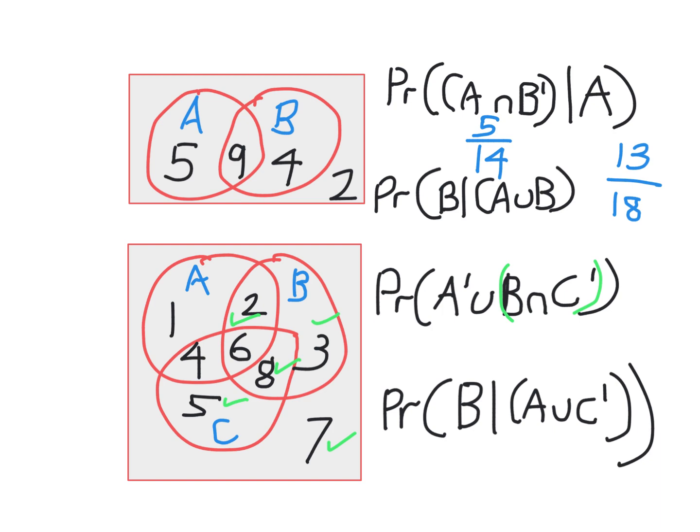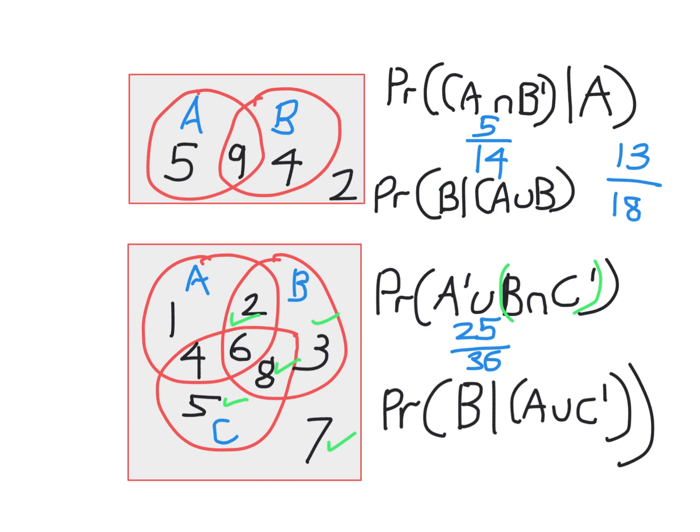If you add up the numbers, 7 plus 5 plus 8 plus 3 plus 2, you get 25. And if you add up all the numbers in total, you get 36. So the probability is 25 over 36. All right, let's do this one.